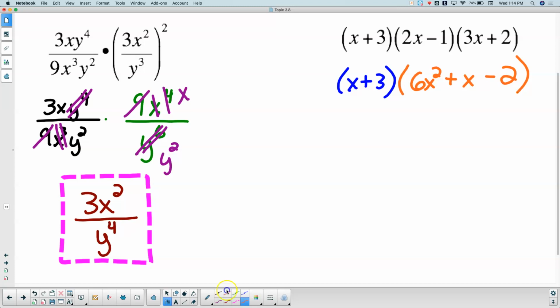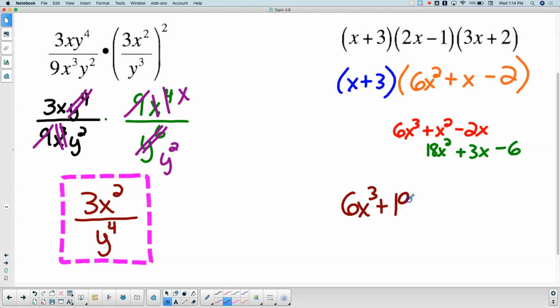So then we can multiply in the x, and that would get me 6x cubed plus x squared minus 2x. And then I multiply in the 3, and that's going to get me 18x squared plus 3x minus 6. So when it's all said and done, I get 6x cubed plus 19x squared plus x minus 6.